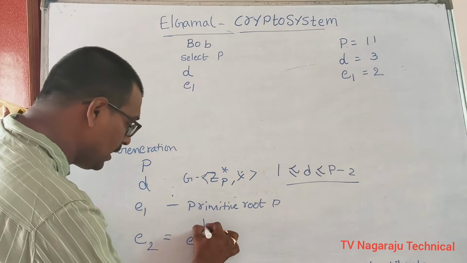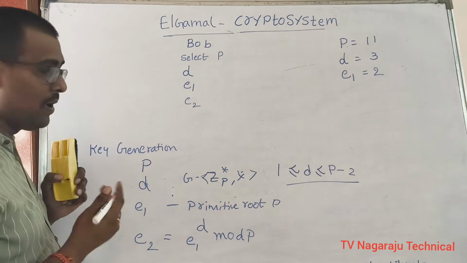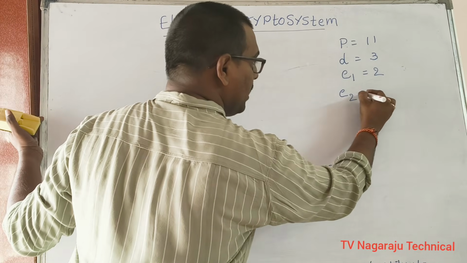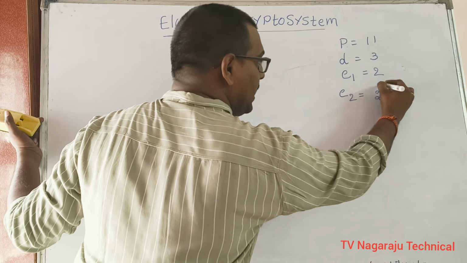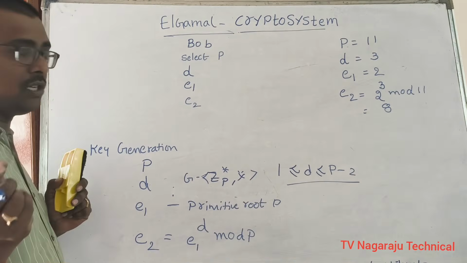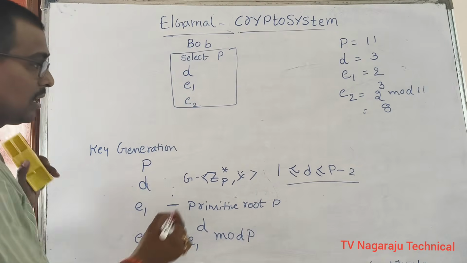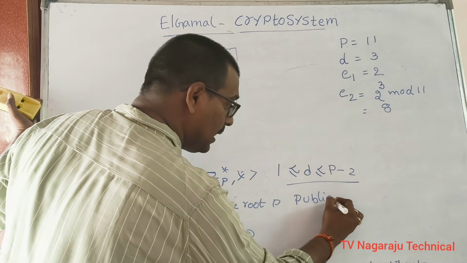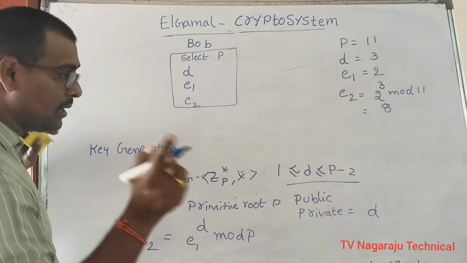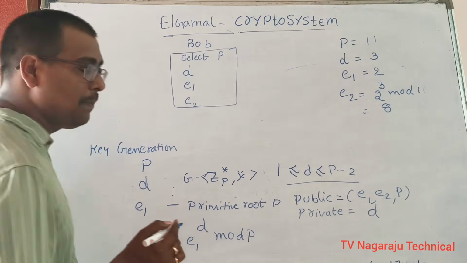E2 is equal to E1 power D mod P. So, I am calculating the E2 value. Observe, E1 is 2, so 2 power D, which is 3, mod 11. So 8 mod 11, the answer is 8. Like this, I do all these operations during key generation. In this, what are the public key and the private key? D is the private key. Remember, D is the private key. E1, E2 and the prime P are the public key.